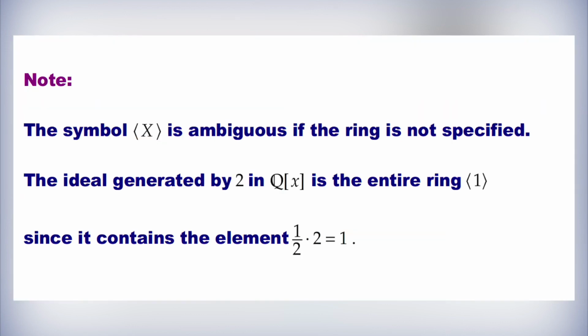Note that the symbol "the ideal generated by x" is ambiguous if the ring is not specified. The ideal generated by 2 in Q[x] is the entire ring, the ideal generated by 1, since it contains the element 1/2 times 2, which is equal to 1.